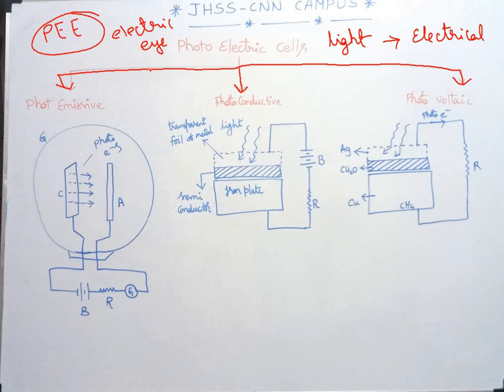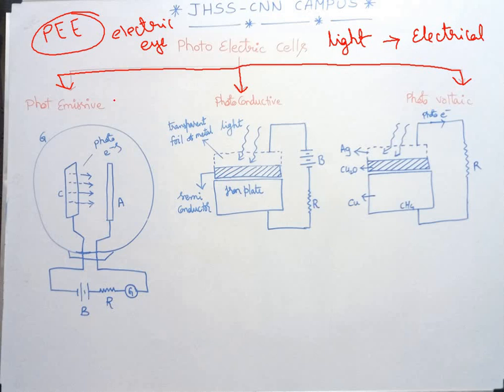Okay, so first let's understand this. What is a photoelectric cell? The device which converts light energy into electrical energy. On what principle do they work? Photoelectric effect, and they are also called electric eye or electronic eye. Okay, so let's go for the classification.